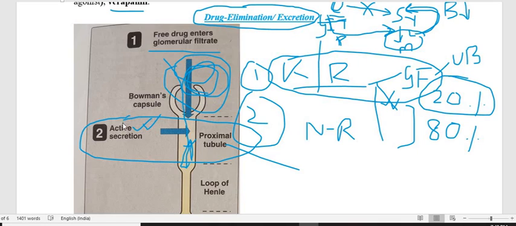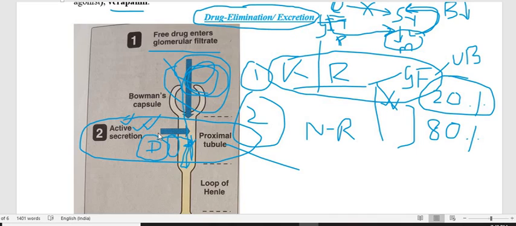So this is active first, because it is energy dependent. Second, because it requires a carrier, that is called a transporter. So what will happen? The drug gets attached to this transporter or carrier, and then it comes into the lumen, and when it comes into the lumen, it is going to be excreted out.